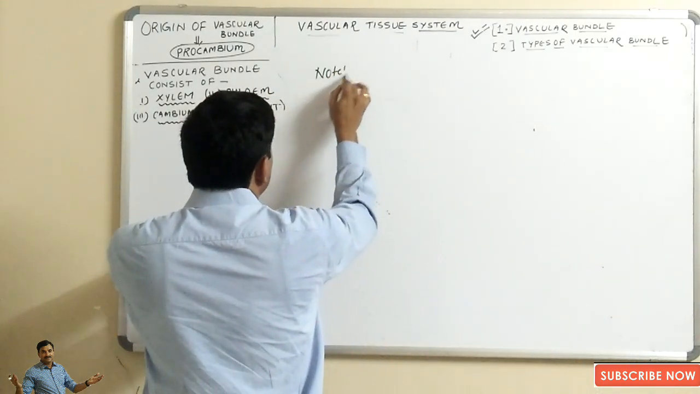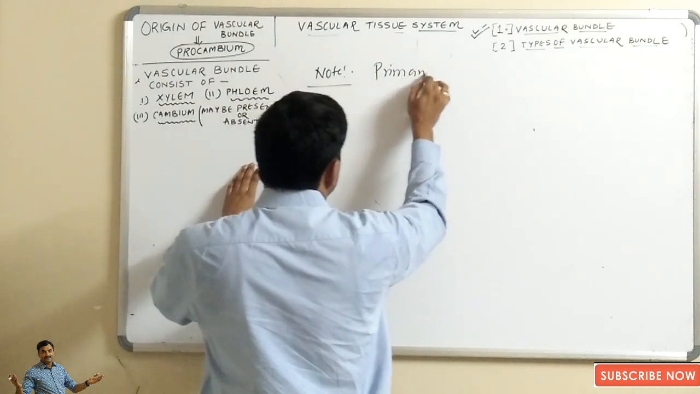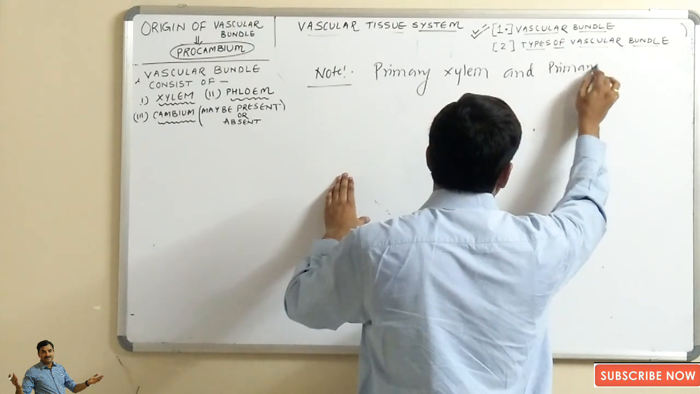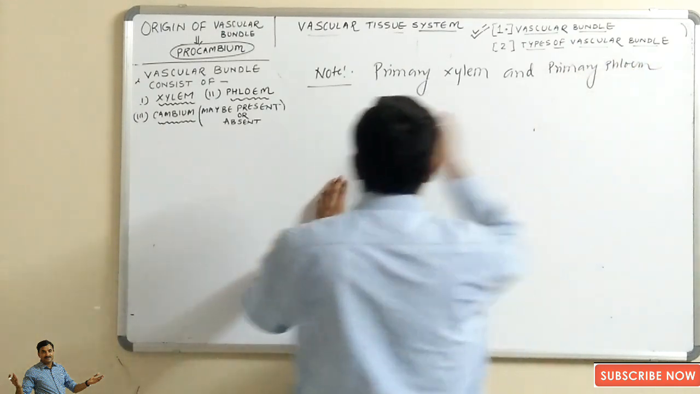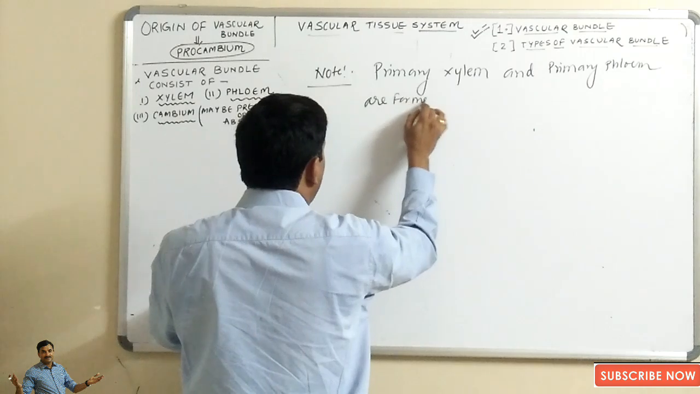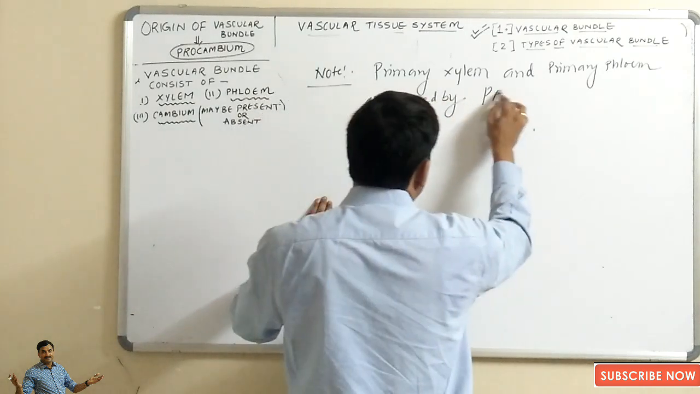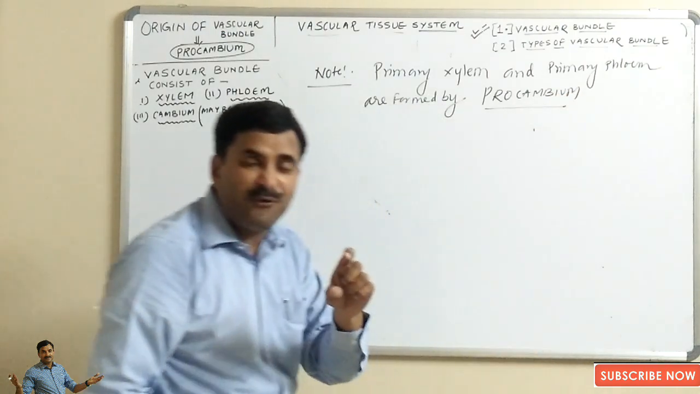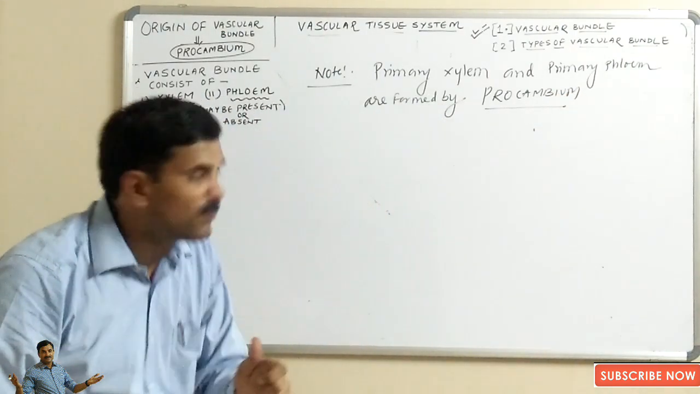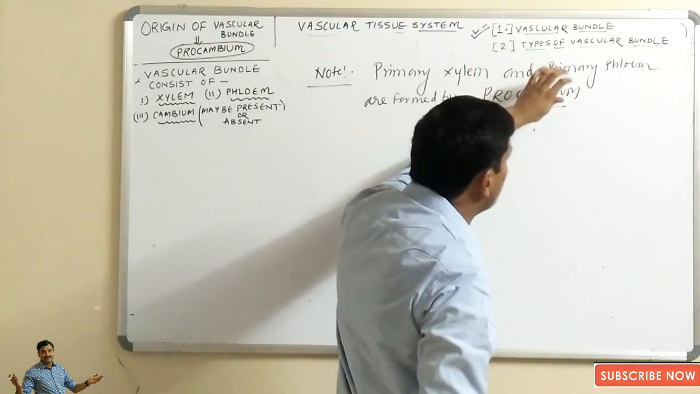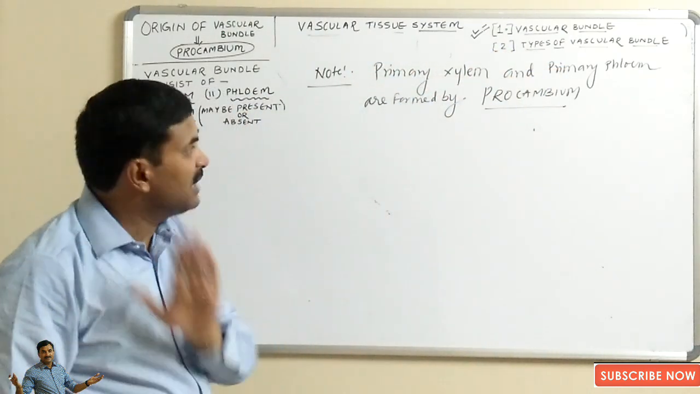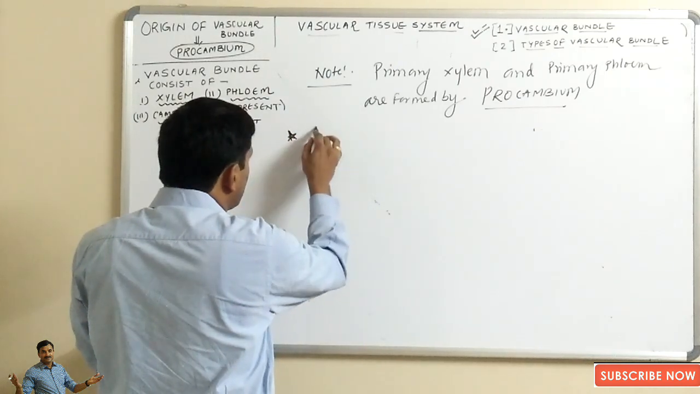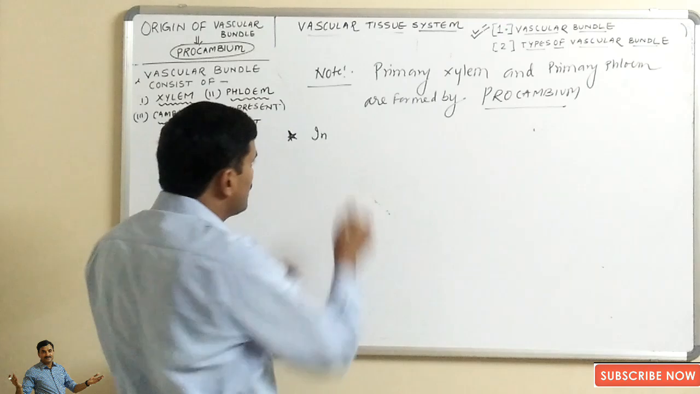So I am writing a note here that primary xylem and primary phloem are formed by procambium. Very important. Now listen, vascular cambium forms secondary xylem and secondary phloem, while the primary xylem and the primary phloem are formed by what? The procambium.